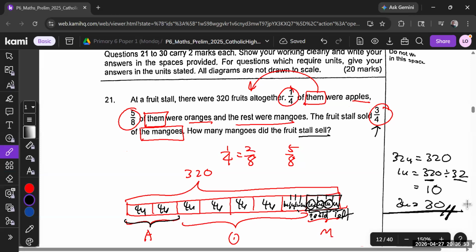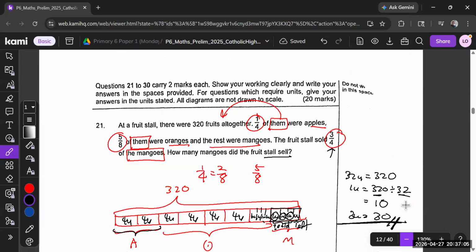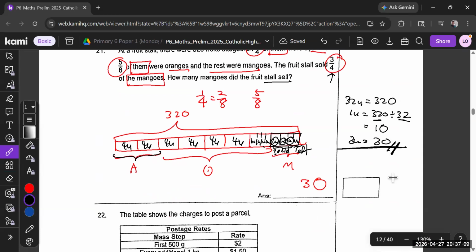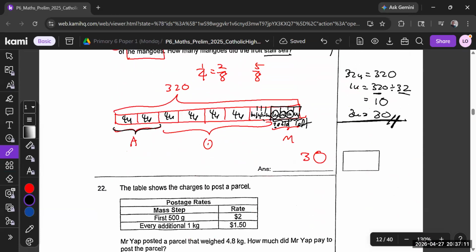Okay? And Mister must keep telling you, it's not only about getting the answer correct. It's also about getting the answer faster. If you get the answer correct, but you take so long, you can't finish the whole paper one, right? You cannot finish your paper two also. So you need to get the answer faster with your methods and the shortcuts.